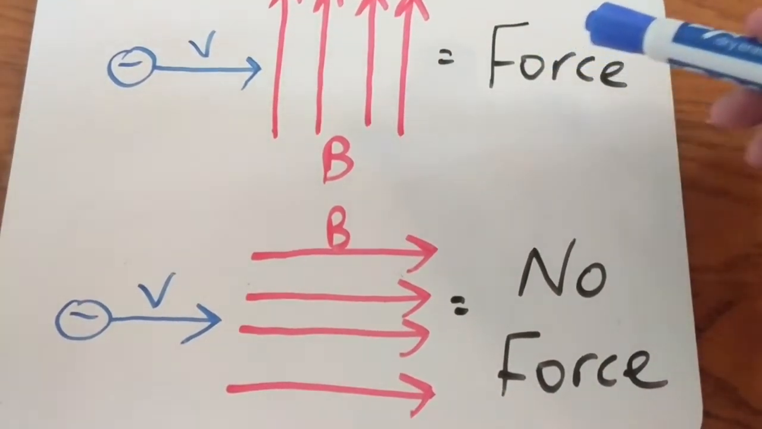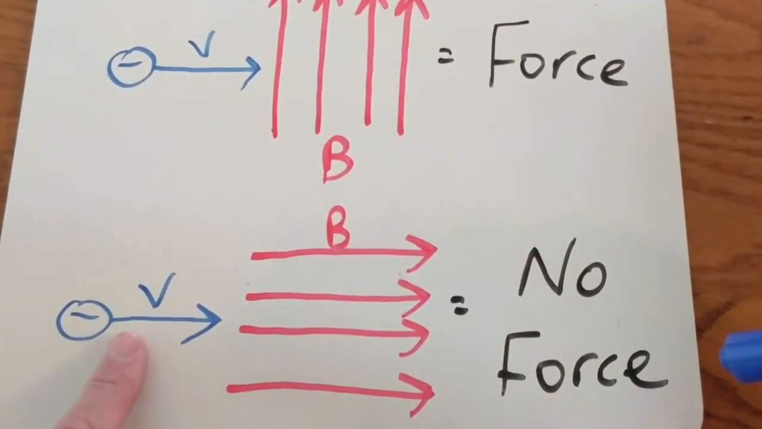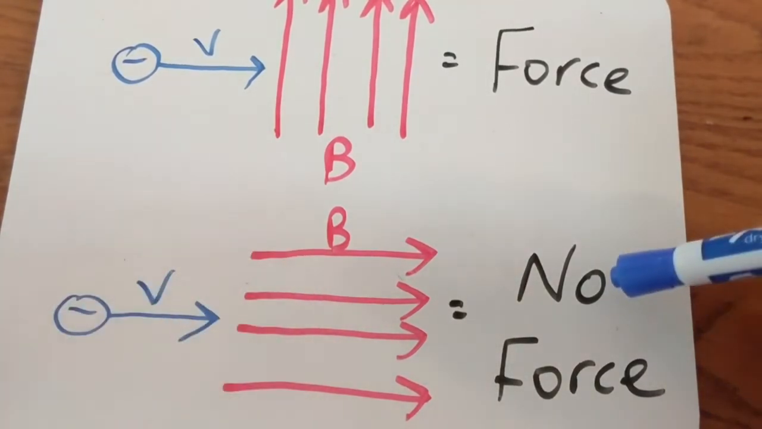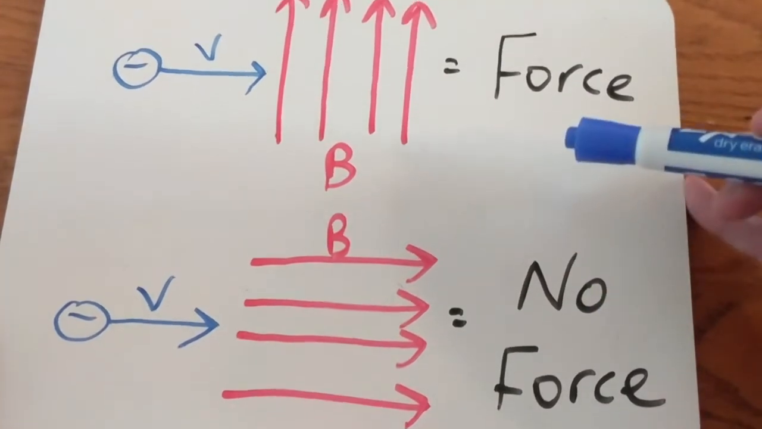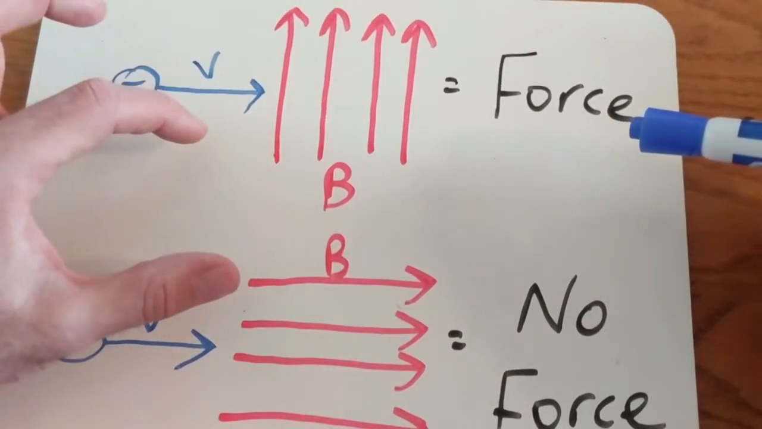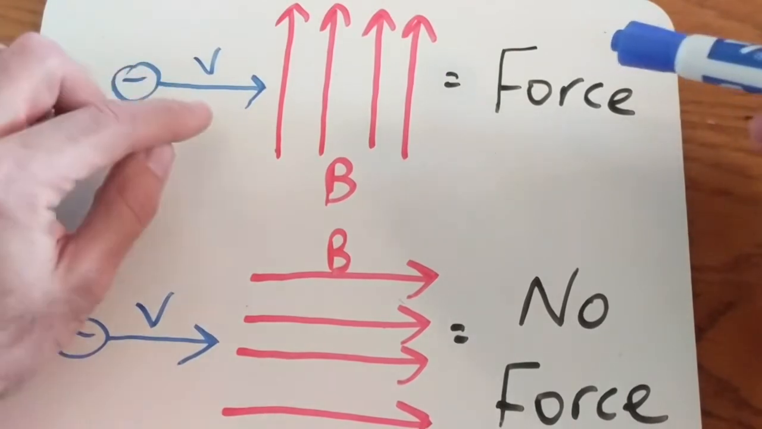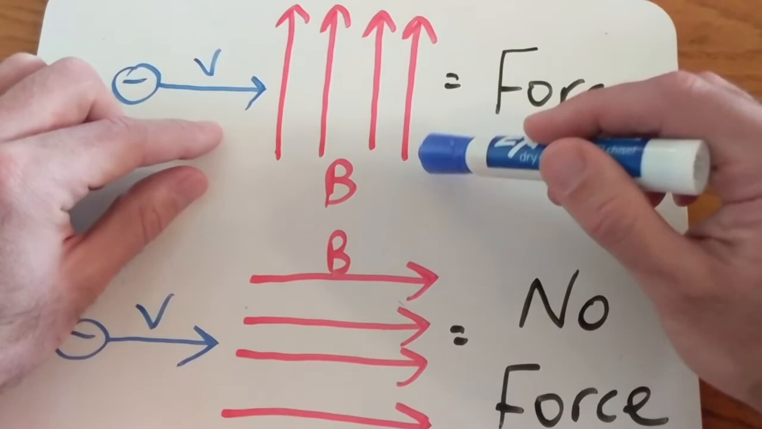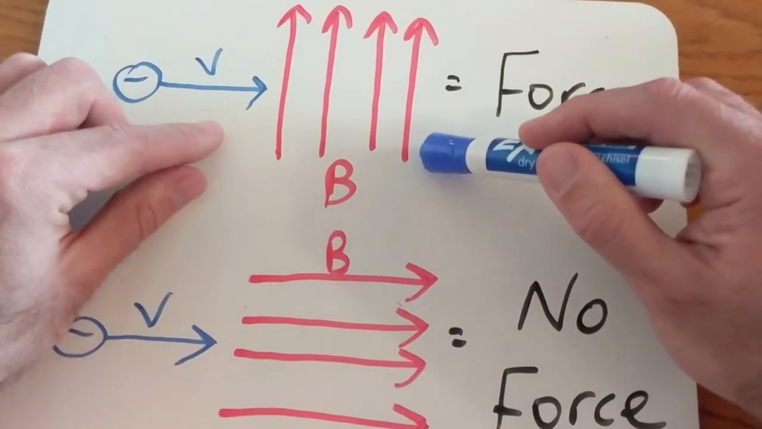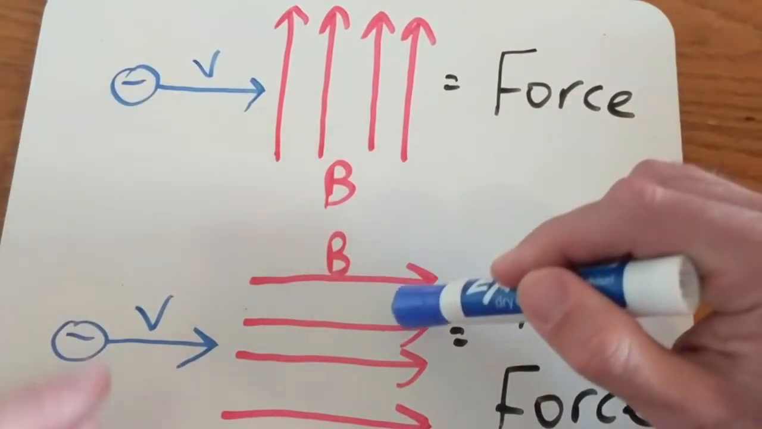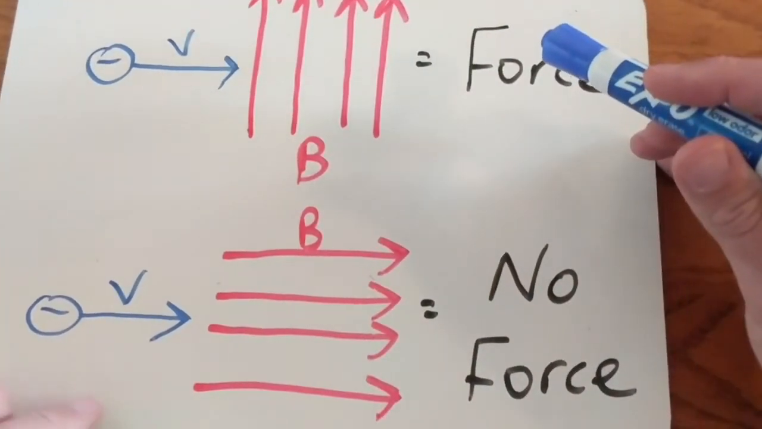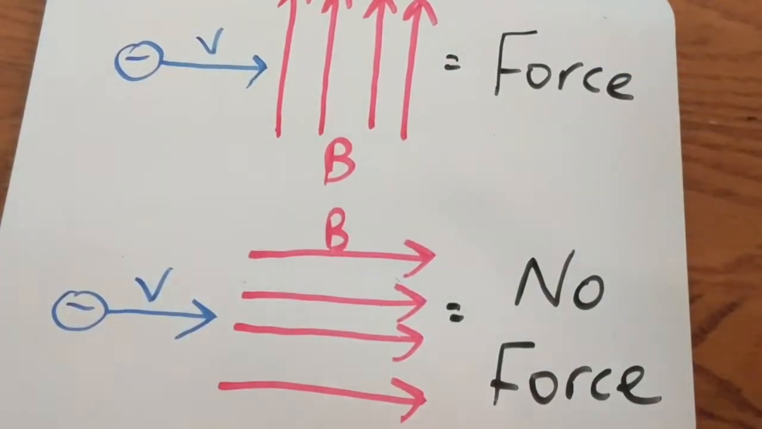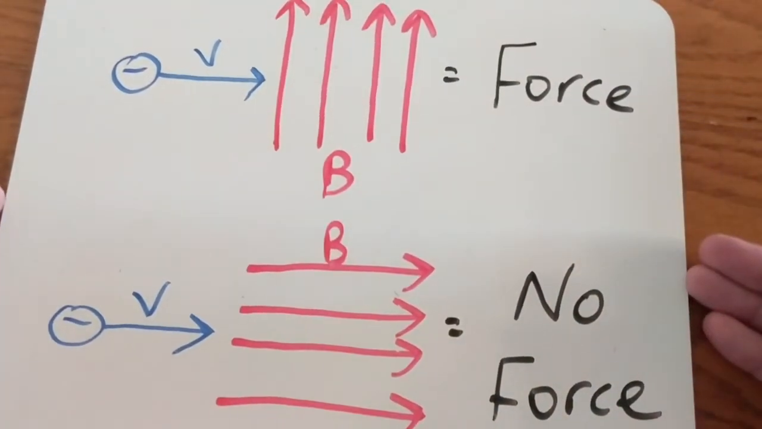However, in this scenario, if the electron is moving through and enters this magnetic field, then it will feel no force. Now, what's the difference? It's all in the direction. The velocity direction, in other words the direction that it's moving, must be perpendicular to the magnetic field's direction. If you get that, you will get a force. If they are parallel to each other, there will be no force acting on it. So let's see what the equation is, and then we'll look at a problem.